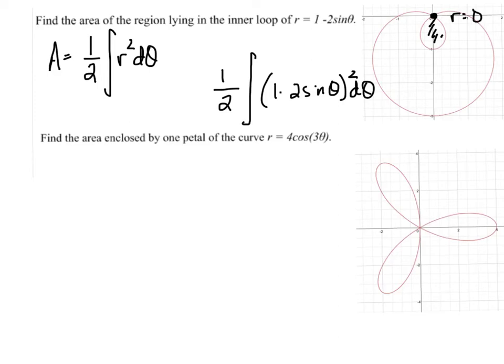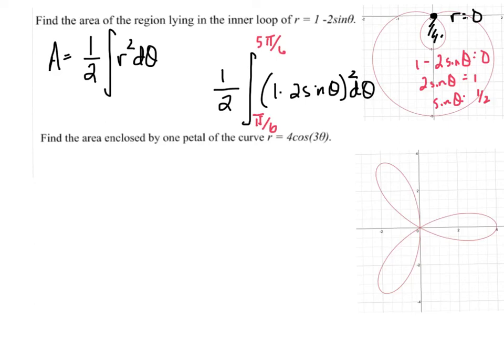So let's say, okay, 1 minus 2 sine theta equals 0. So 2 sine theta equals 1. So sine of theta is 1/2. Okay, so now you got to think, well, where does that happen? Where is the sine of theta 1/2? It's pi over 6 and 5 pi over 6. And those are our bounds. That's it. Okay, that will give us the area.